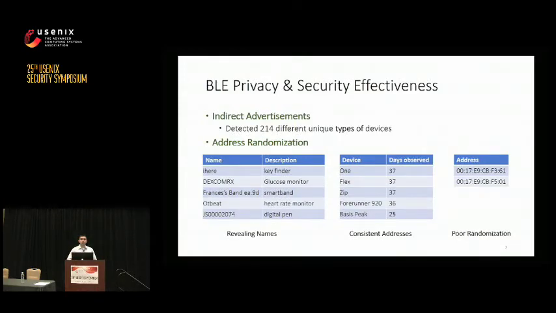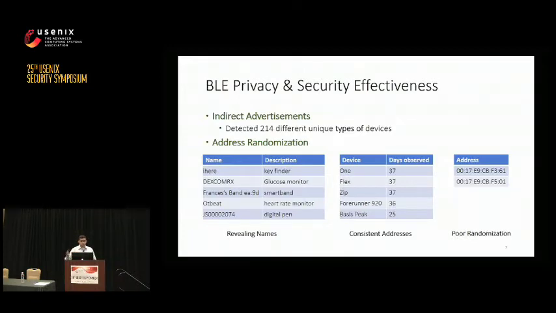Many advertisements contained revealing names of the devices, as you can see in that left-hand table over there. For example, we were able to sniff a glucose monitor. Also, devices used consistent addresses over time, as you can see in that middle table. For example, while at HP, I was able to scan for around 40 days, and out of these 40 days, for 37 days, several Fitbit devices maintained the same addresses.